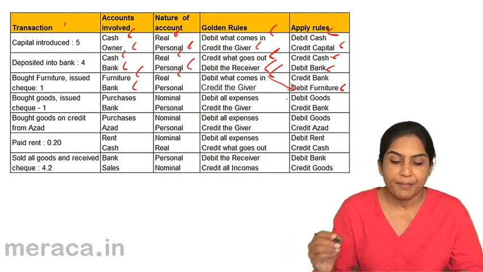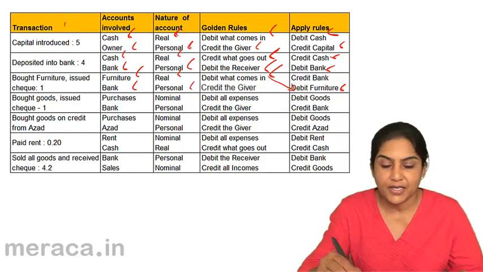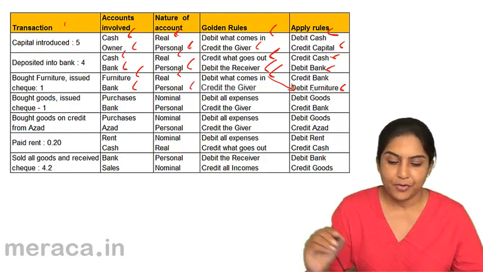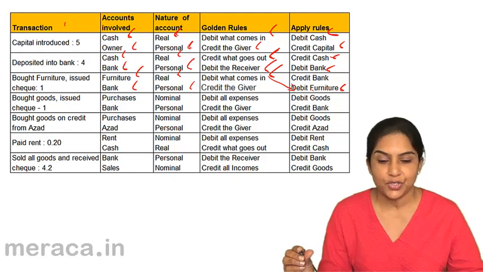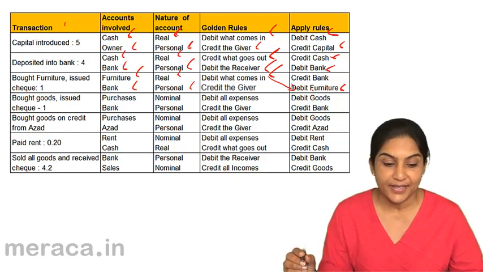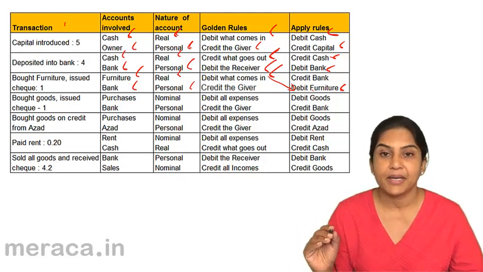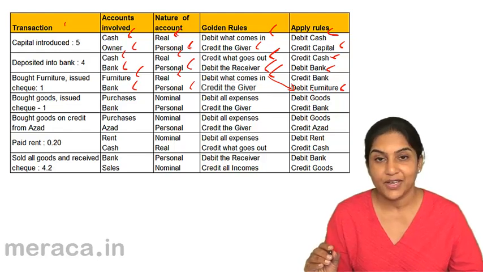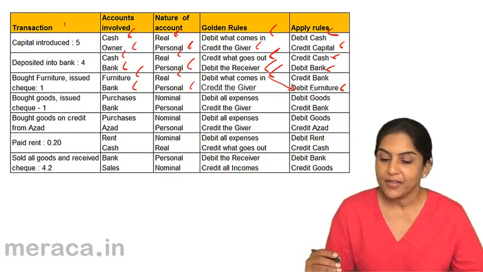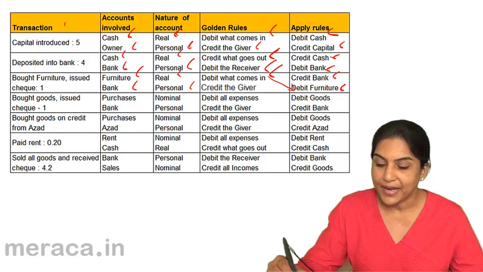What about bank? Bank is a personal account. In case of a personal account, what is the rule? Debit the receiver, credit the giver. Now what has happened? The bank has given money, right? The bank has given money, therefore we credit bank account.